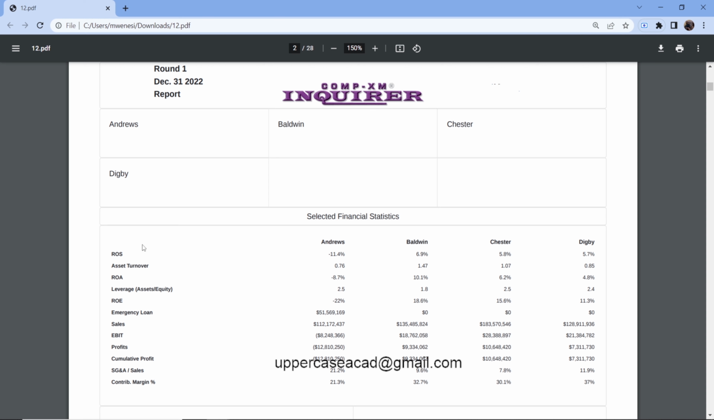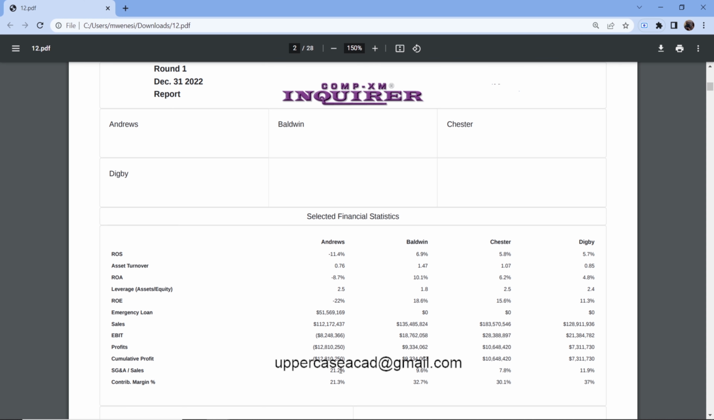Here we have the return on sales at negative 11.4%. Return on assets for the Andrews company is negative 8.7%. Baldwin had a better percent compared to Andrews. The return on equity is negative 22%, and these other guys had a better percent. Emergency loan, they had 51 million. These other guys had none.